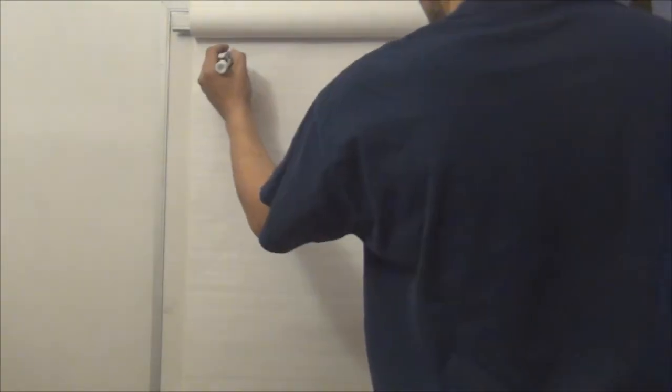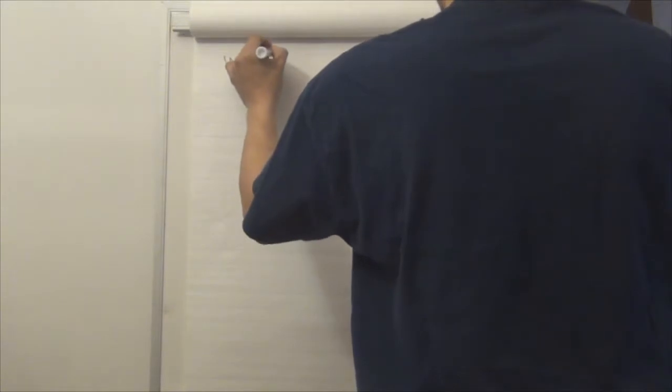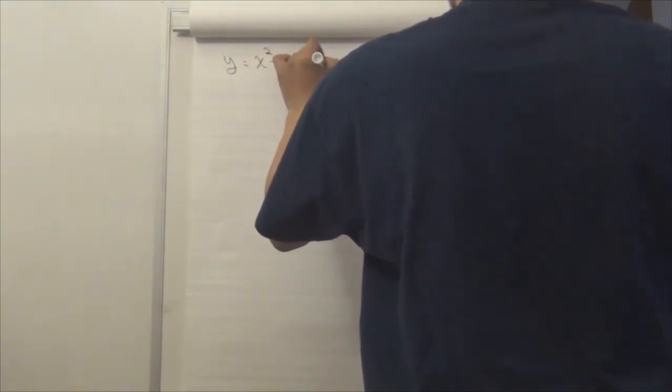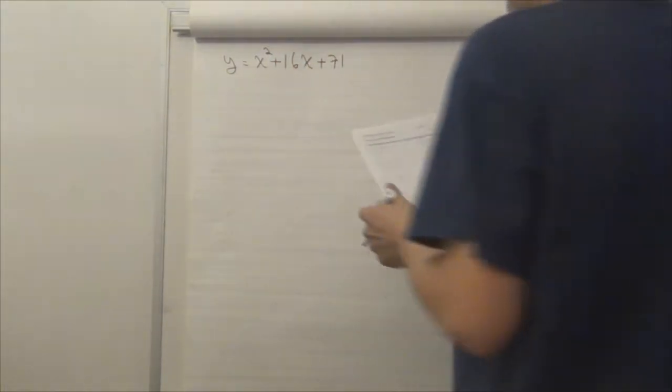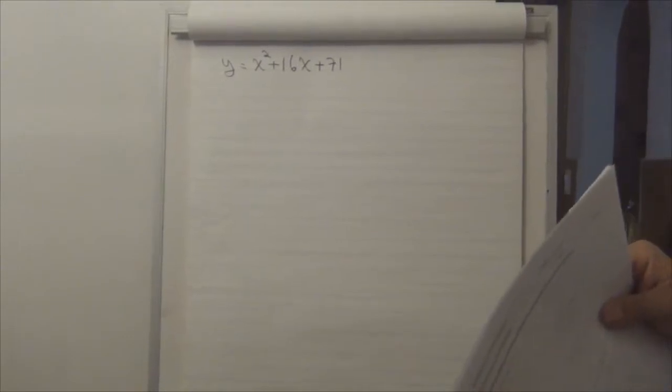Vertex form, here we go. And then I'm going to explain what the vertex form does, or rather how it helps you to identify certain parts. So let's start with a simple one: y equals x squared plus 16x plus 71. And now, how am I going to do that?